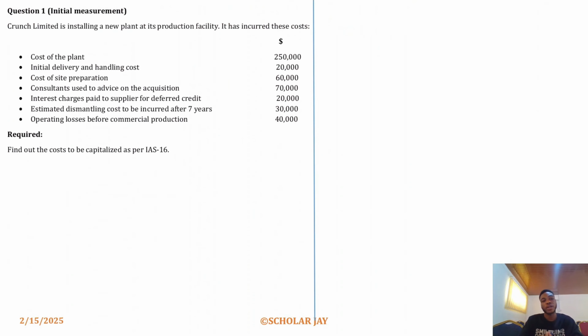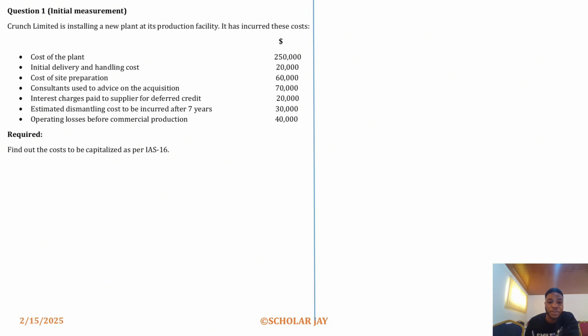So let's look at our question for today. So we are solving two questions, right? So we have Crunch Limited. Crunch Limited is installing a new plant at its production facility. It has incurred these costs.